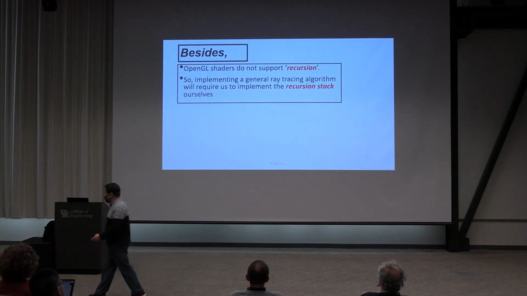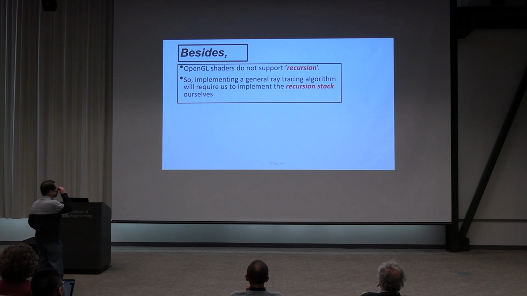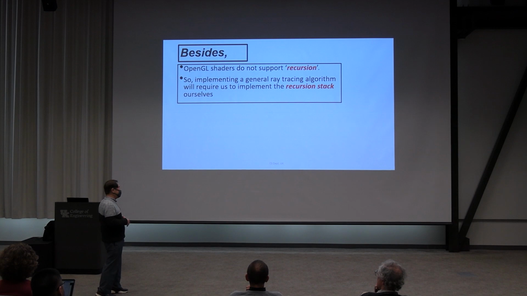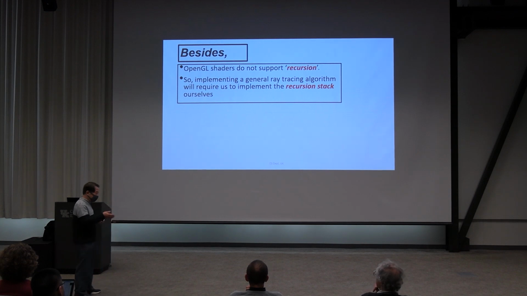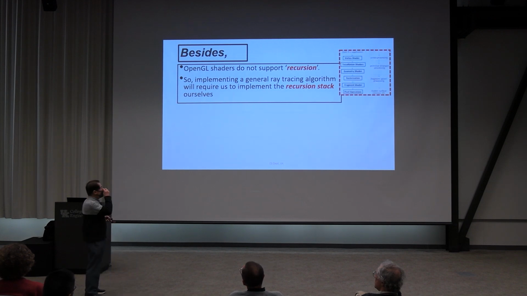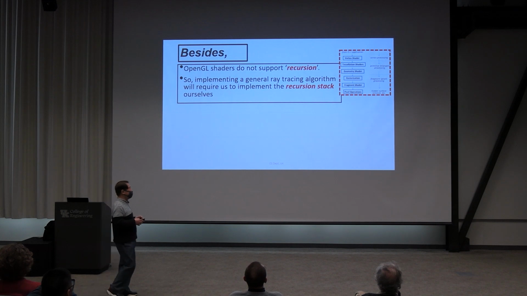Besides, ray tracing is a recursive process, and OpenGL shaders do not support recursion. We have to implement the recursion ourselves, which means that we probably have to repeat the pipeline several times, sometimes more than hundreds, if the depth of the recursion is big. Okay? So this means what? This means this pipeline here is not good for the ray tracing process.